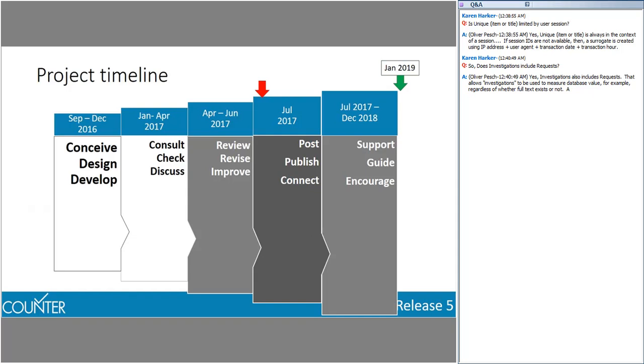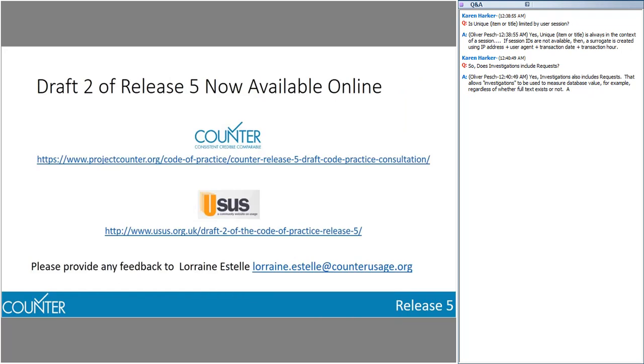And I think the feedback we've had has been very positive. And now we've hit the deadline. We are going to publish COUNTER Release 5 this week, so you will all see on the list links to Release 5. Then we have this 18-month window to support, guide and encourage compliance with the new release, which will have an effective date of January 2019. Here is the link to draft 2 of Release 5.